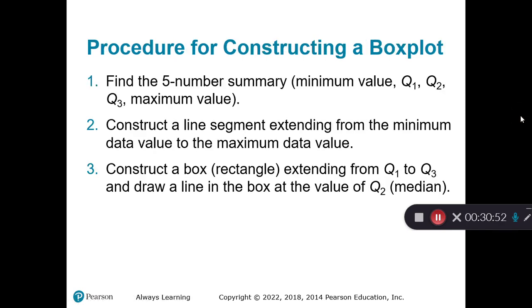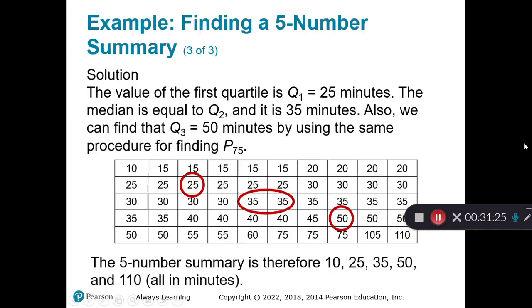So first we draw the number line, we label the 5 numbers from the 5 number summary, and then the 3 middle numbers, so the first quartile, the median, and the third quartile, we're going to build a box around them, a 2-dimensional box hovering over the number line. Then we're going to draw some line segments from that box, reaching out to the minimum value and then reaching out to the maximum value. So it looks like a box with 2 arms. And that is what a box plot is.